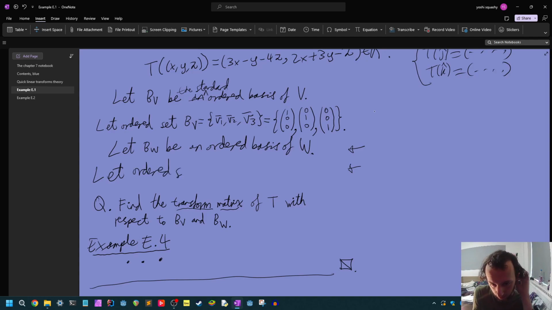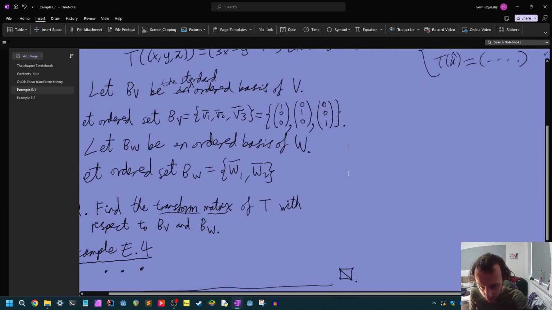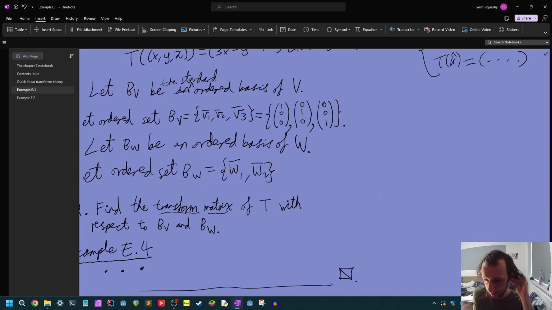So, ordered set B_W equals, and remember W is R squared, so that means we're going to have two basis vectors. Let's remove these arrows now. Because it's an ordered set, usually sets aren't ordered, but because it is, we can assign w1, w2, just a short little trick to make writing a bit quicker. So now we have w1 is 1, 0, and w2 is 0, 1. So, as you know from how these work, what's an example of this?